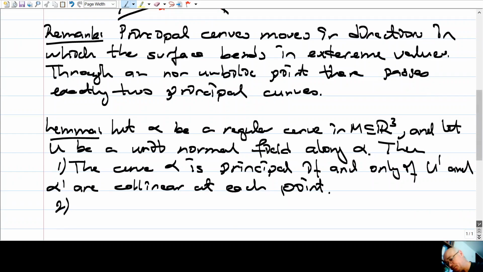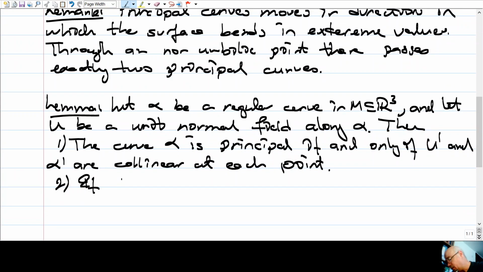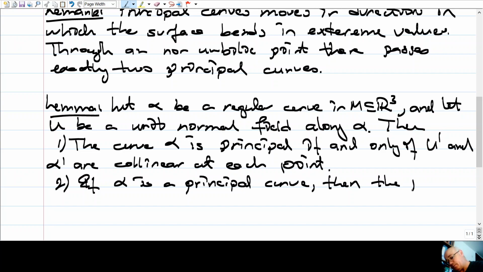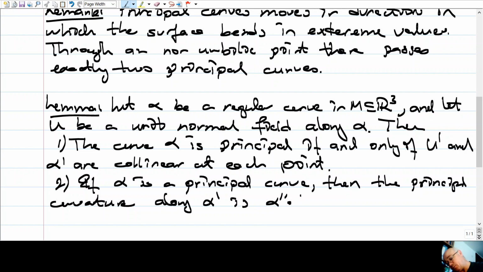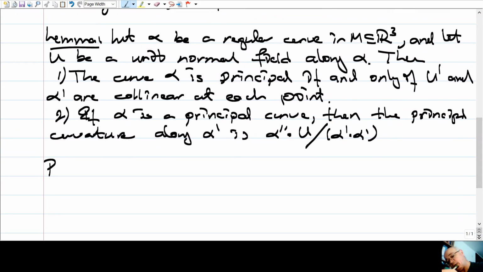The second one, if alpha is a principal curve, then the principal curvature along alpha prime is alpha double prime dot product with U divided by the norm of alpha prime squared. Here is the proof.